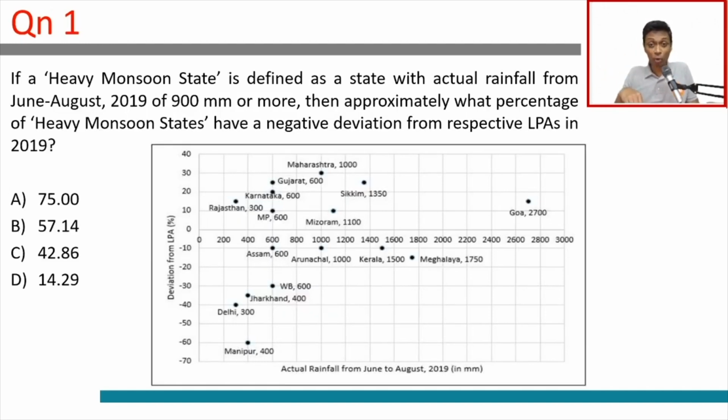If a heavy monsoon state is defined as a state with actual rainfall from June to August of 900 millimeters or more, then approximately what percentage of heavy monsoon states have a negative deviation from respective LPAs? Oh, brilliant. So 900 millimeters is here.